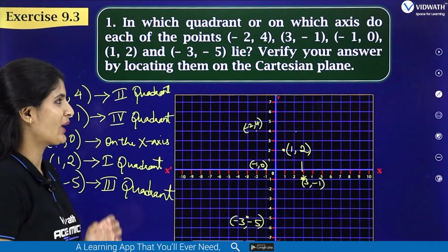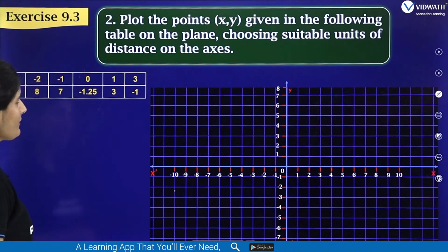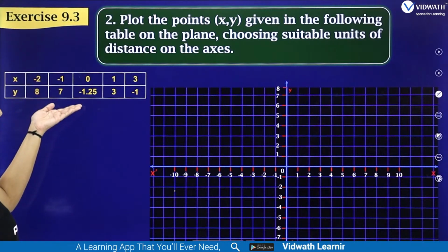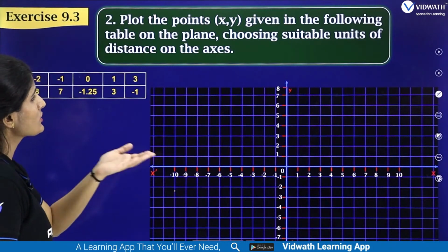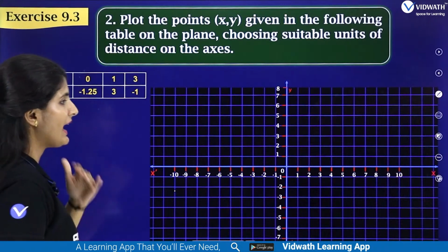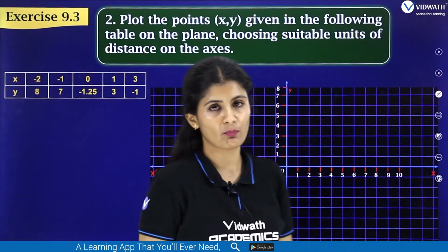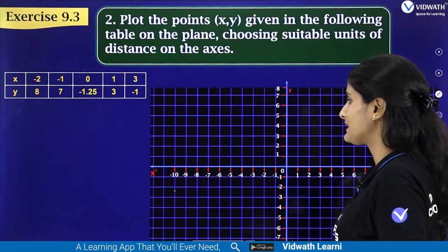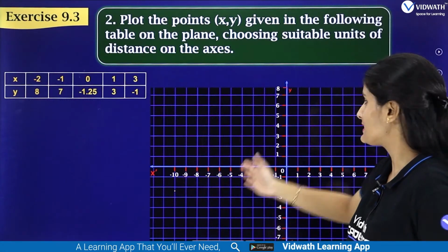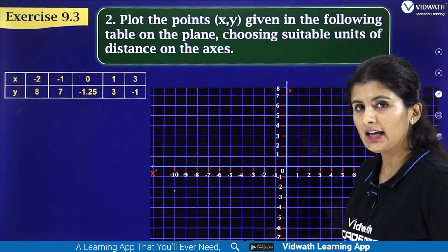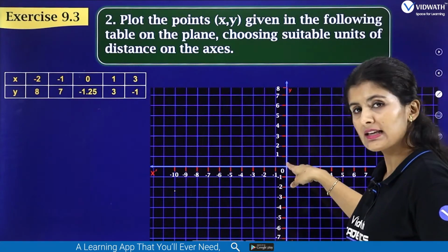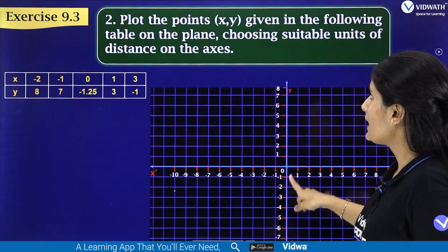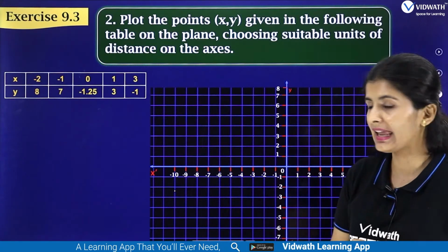Clear, students? Alright, the next question. Plot the points x, y given in the following table on the plane choosing suitable units of distance on the axis. For us to plot these points on a graph sheet, we'll first take the x-axis as the horizontal axis, y-axis as the vertical axis, both of which intersect perpendicularly at the point O called the origin. Here, we are supposed to take a scale.